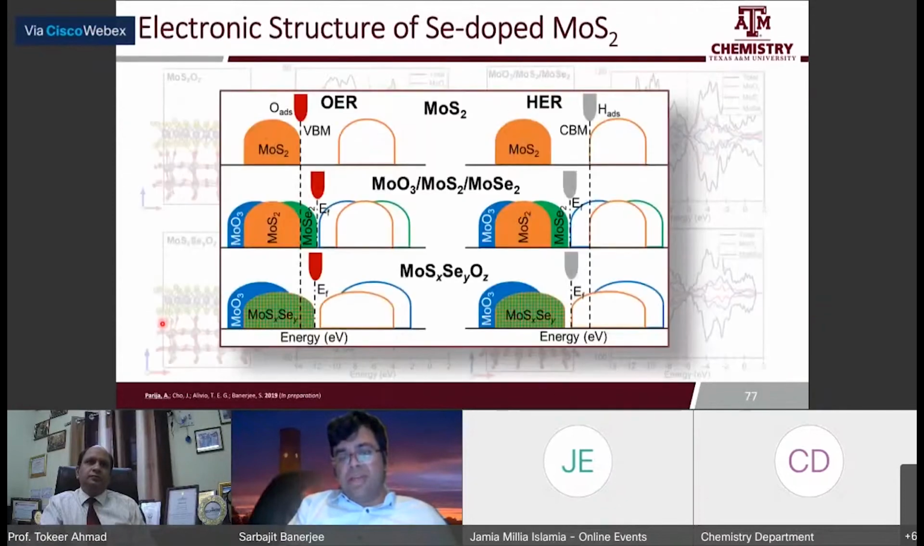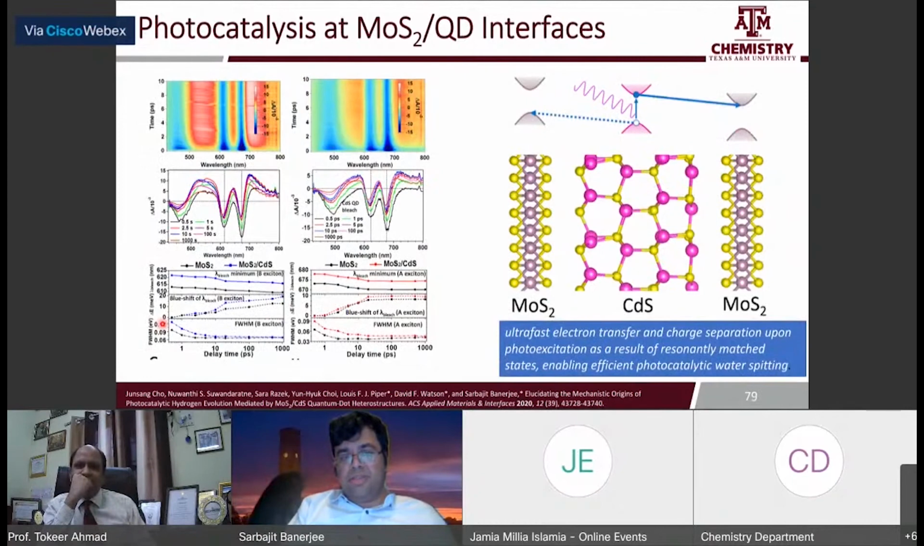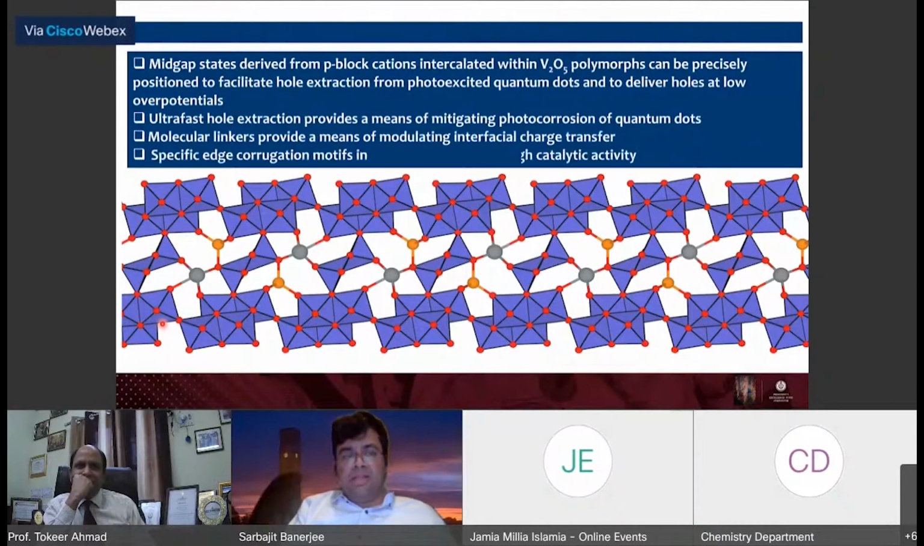I'm going to stop here, and I'm happy to take any questions. To summarize, the mid-gap states from these p-block cations can be precisely positioned to enable hole extraction. That solves a long-standing problem and enables the use of quantum dots to harvest the solar spectrum and deliver holes. This ultrafast hole extraction gives us a composite that very effectively harvests the solar spectrum and does water oxidation. Specific edge corrugation motifs in molybdenum sulfide have allowed us to design increasingly active catalysts that are earth abundant and precious-metal free for hydrogen evolution.